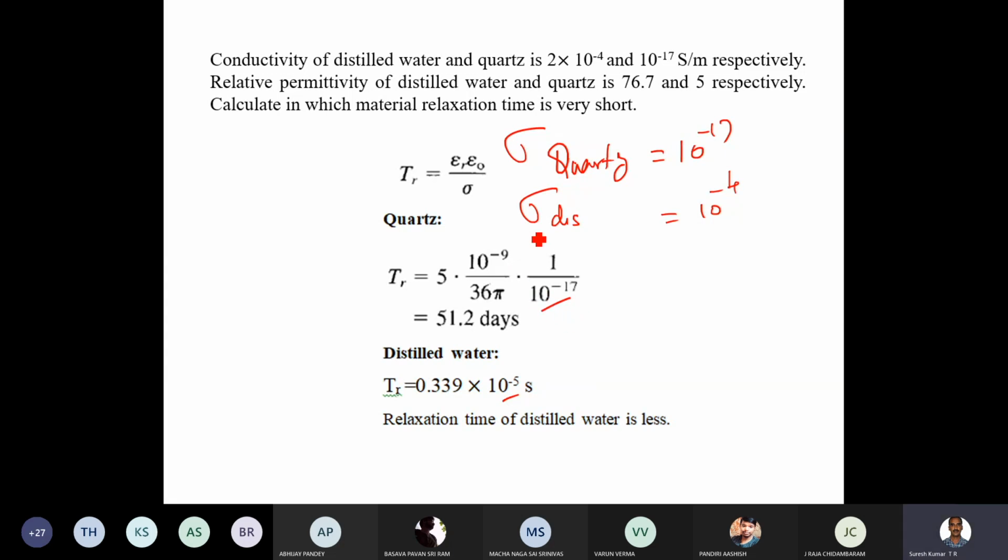Okay, so the distilled water we used to use in a battery, right? In a battery, for the charges to flow from one node to another node. So the conductivity is better, and that term is in the denominator. If the conductivity is better, as the denominator is more, then relaxation time is less. So the electrons are easily settling, they are easily flowing in the medium. That's why you can blindly say, even without calculation, that for distilled water the settling time will be lesser compared to the quartz material.